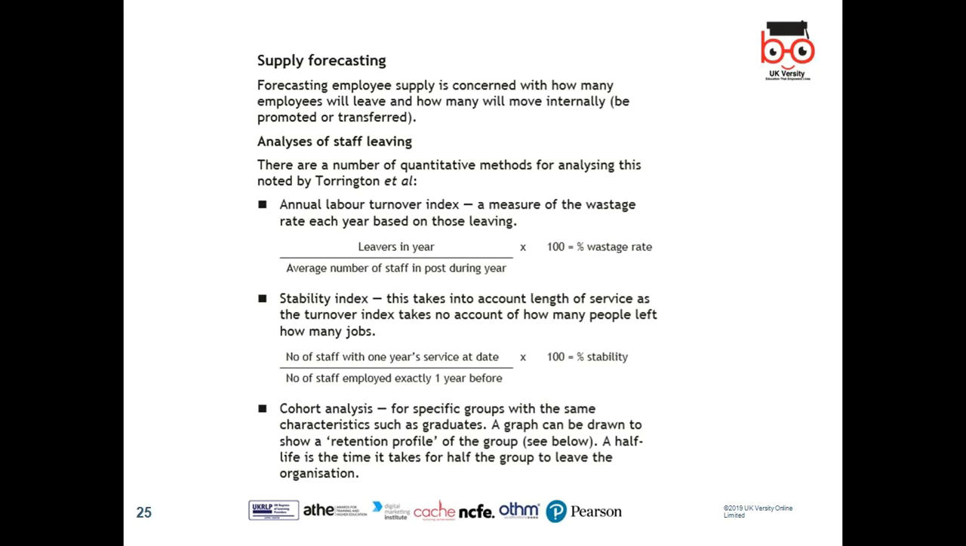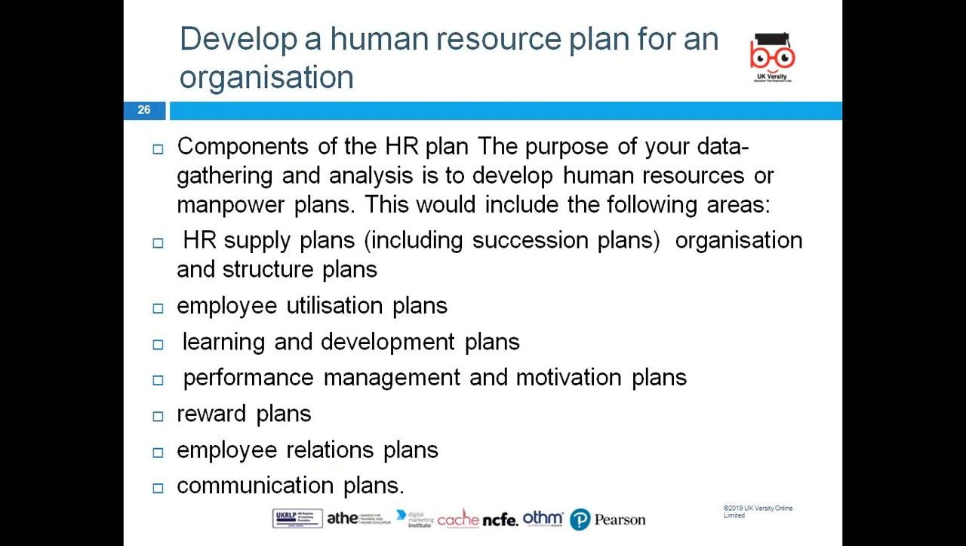We advertise in various media. For the annual staff turnover index, we can look at the leavers in the year and the average number of staff in post during the year, giving the percentage wastage rate. For the stability index, we can use the number of staff with 1 year of service at date, and the number of staff employed exactly 1 year before. So what is the stability? Is it more? Is it less? Is the percentage increasing or decreasing? That is quite crucial in our organization.